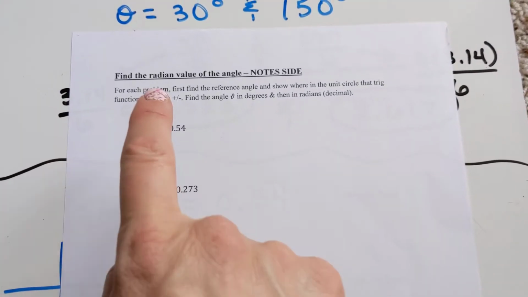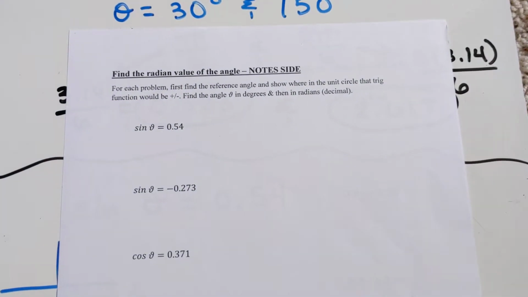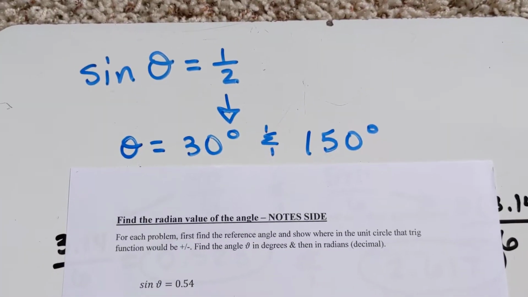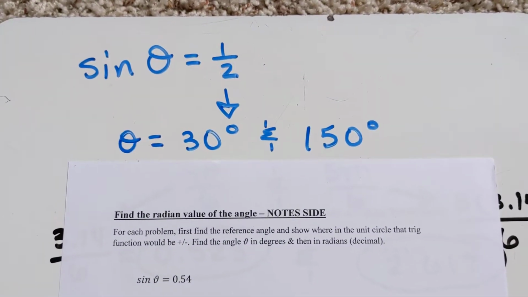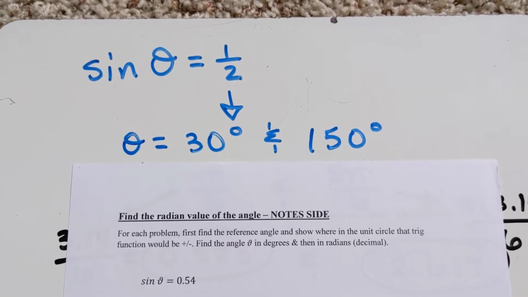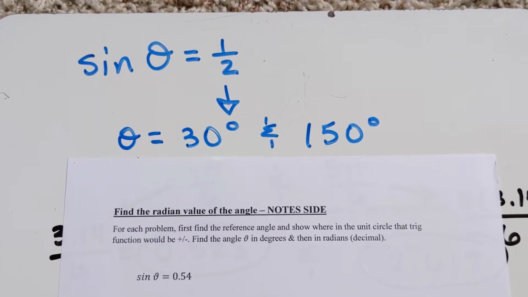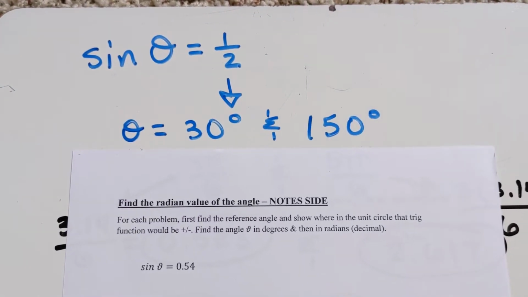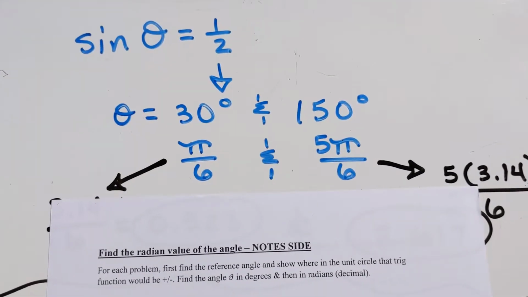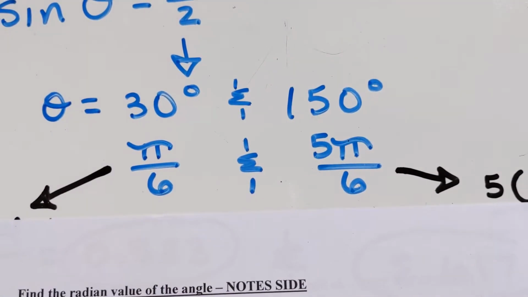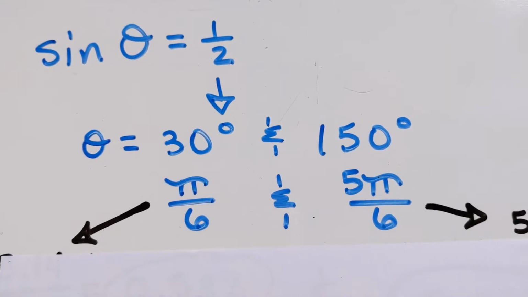Tuesday's homework is this one in your packet. Remember that we know if sine is 1/2, we can find that easily on the unit circle at 30 degrees and 150 degrees. Or if we were using radians, it'd be pi over 6 and 5 pi over 6.